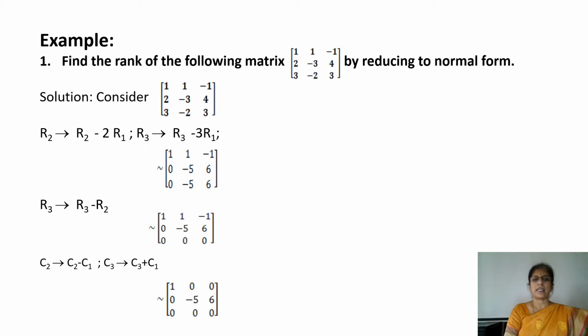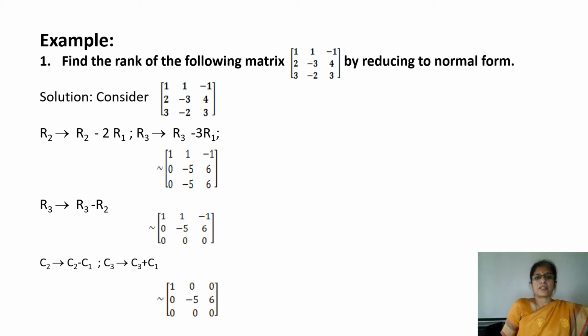Solution. Consider the given matrix. In the given matrix, the first row leading entry is 1. Therefore, it is not necessary to change the row 1 elements. Below the row 1 leading entry 1, we have 2 in the second row and 3 in the third row. Let us make those two elements 0 by applying the operations R2 changes to R2 minus 2R1 and R3 changes to R3 minus 3R1. That gives us the matrix 1, 1, minus 1, 0, minus 5, 6, 0, minus 5, 6.